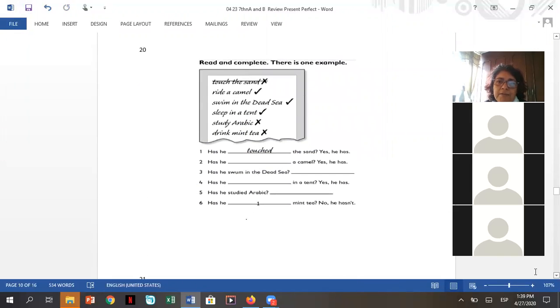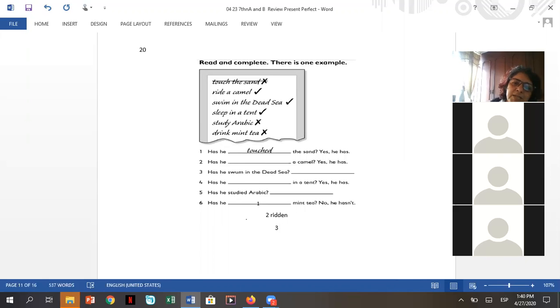Read and complete, there is one example. Okay, let's do it. Who wants to do the next one? Has he touched the sun? Yes, he has. Number two. Has he ridden a camel? Okay, number two. Number three. Yes, he has.